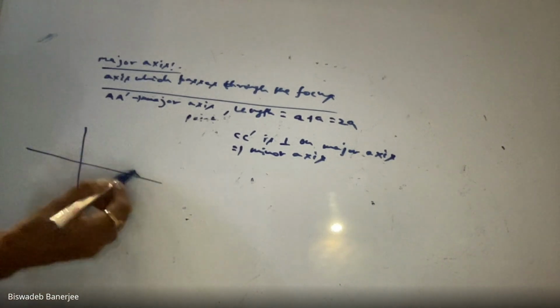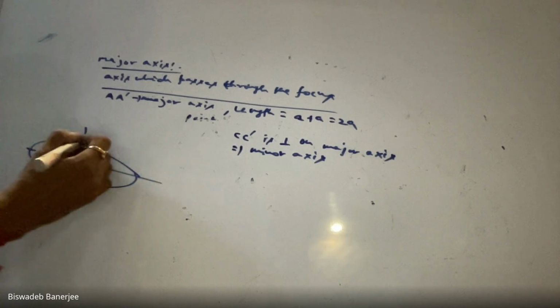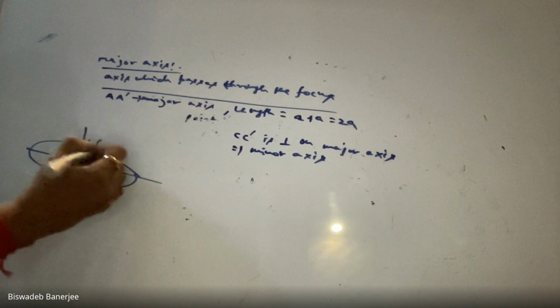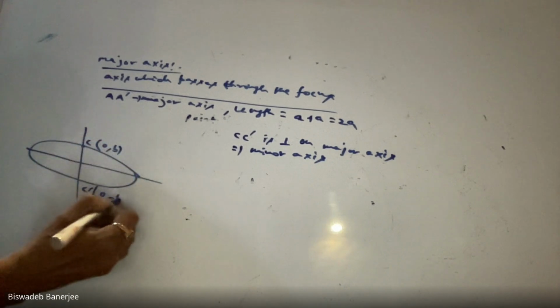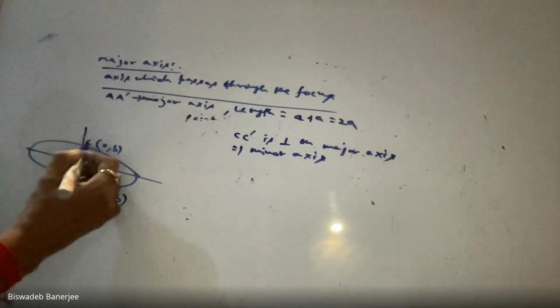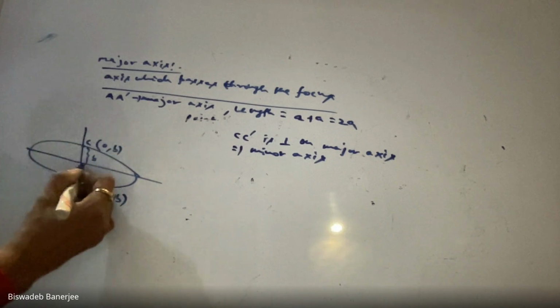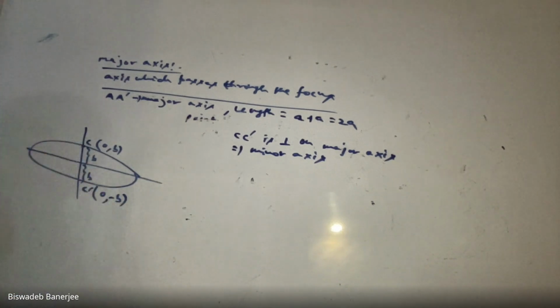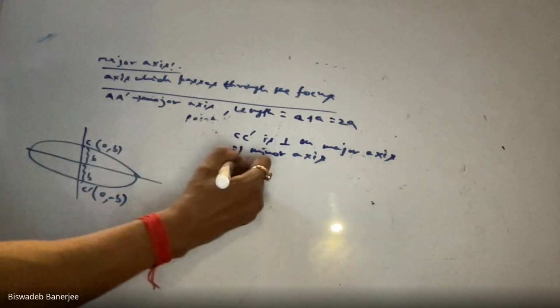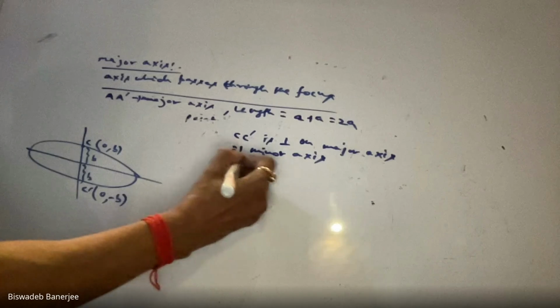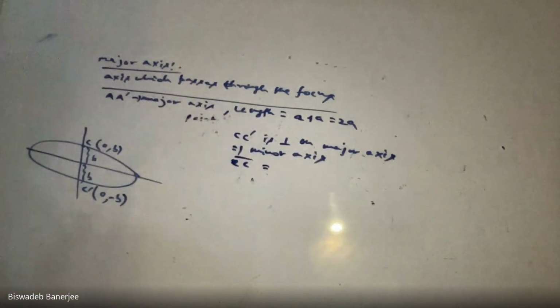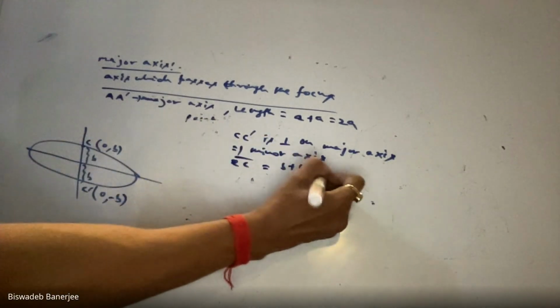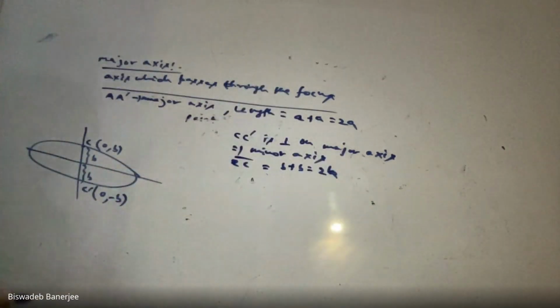We understand all the concepts of the major axis and the minor axis. Suppose there is my ellipse. This is the point C dash. C is (0, B). C dash is (0, minus B), because this length is B and this length is also B. Again, ignore the minus sign; minus indicates negative direction. So what is the length of CC dash? It is B plus B, which is 2B. The length of this minor axis is 2B.